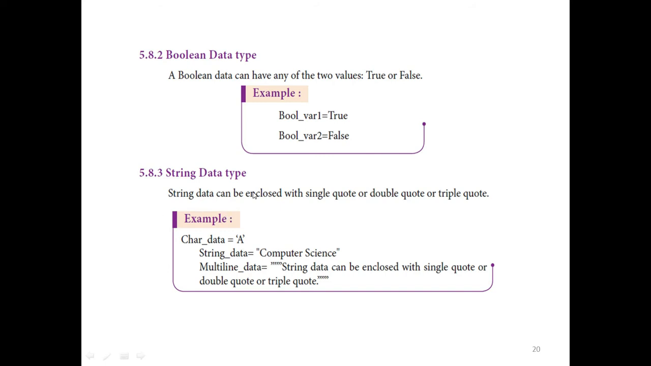String data can be enclosed in single quotes, double quotes or triple quotes. Here is an example for you. If you represent the character A in single quotes, it is considered string data type. If you write computer science in double quotes, it is also an allowed string data type. Another example, multiple-line data: here you see the triple quotes, which should be accepted. Normally we accept single quotes or double quotes.